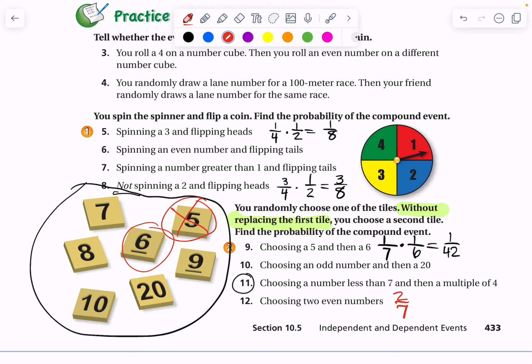Now we're going to look at what my probability of getting a multiple of 4 would be. When I look, I only have 2 multiples of 4 left, out of the 6 tiles that would be left in my bag. So 2/6. We could either simplify this fraction right now or simplify in the end. I'm going to go ahead and simplify it now. 2/6 simplifies to 1/3. Now I can multiply straight across: 2 times 1 is 2, 7 times 3 is 21. So there's a 2 in 21 chance that we would choose a number less than 7 and then a multiple of 4.